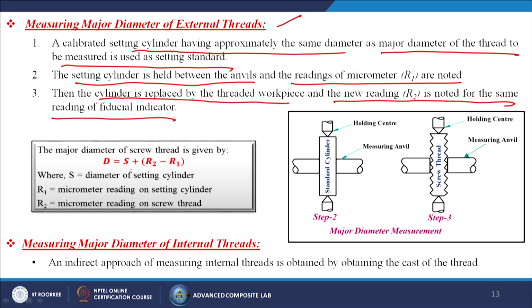So, the major diameter of the screw thread is given by D equals S plus R2 minus R1. What is S? That is the diameter of the setting cylinder. R1 is the micrometer reading on the setting cylinder, and R2 is the micrometer reading on the screw thread.